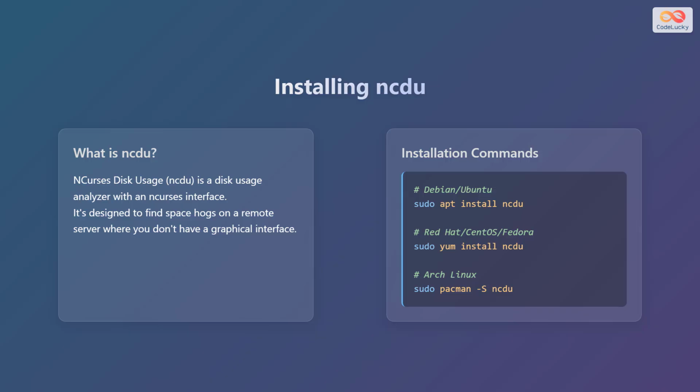Here are the installation commands for different Linux distributions. For Debian or Ubuntu, use the command sudo apt install ncdu. For Red Hat, CentOS or Fedora, use the command sudo yum install ncdu. For Arch Linux, use the command sudo pacman -S ncdu.